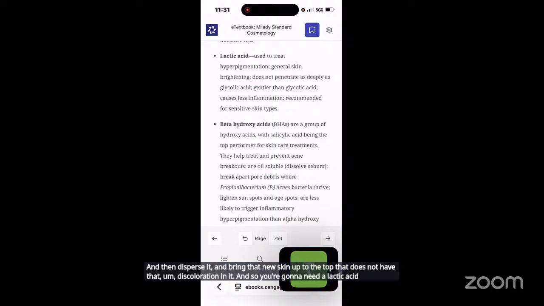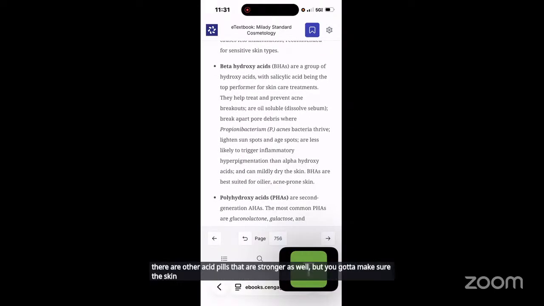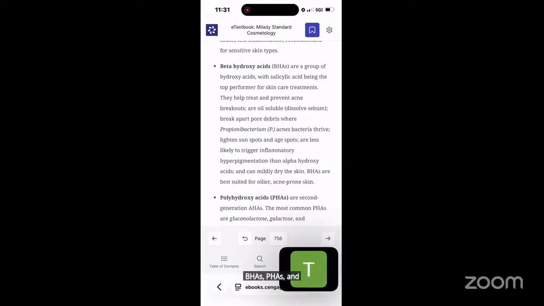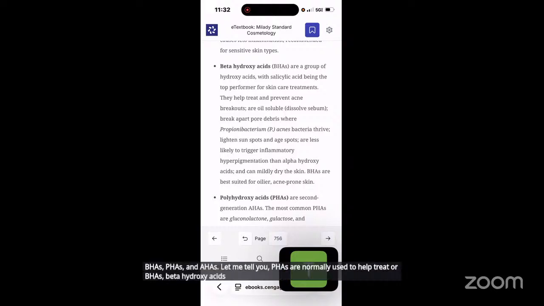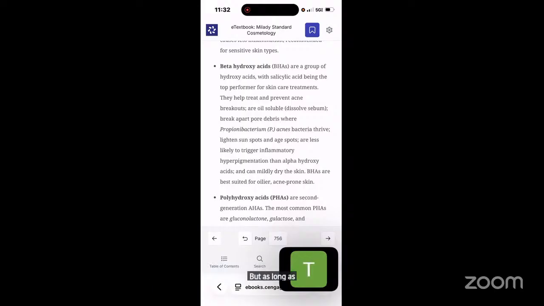And there are other acid peels that are stronger as well, but you got to make sure the skin can take it. BHAs, PHAs, and AHAs. Let me tell you, BHAs, beta hydroxy acids, are normally used to treat acne. So many different forms of acne. And it really gets rid of the sebum. When you get rid of the sebum, you'll see the acne go away. But as long as that oil is there, it's going to continue causing an issue for acne.